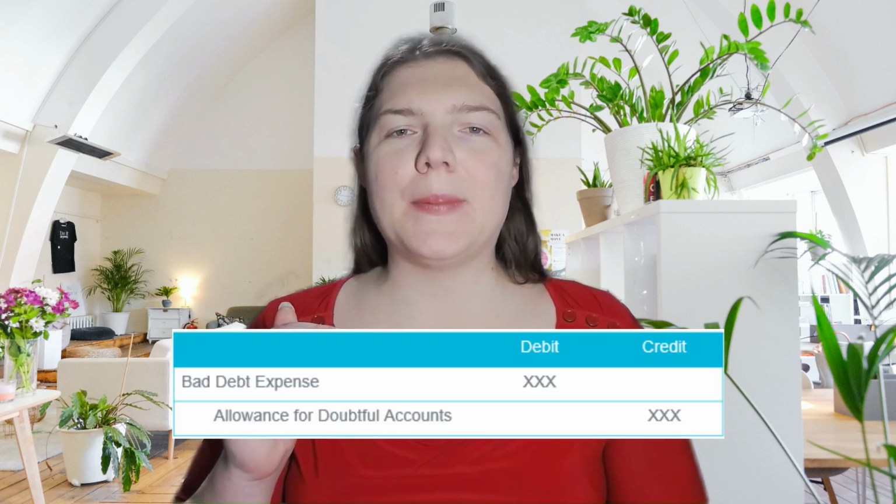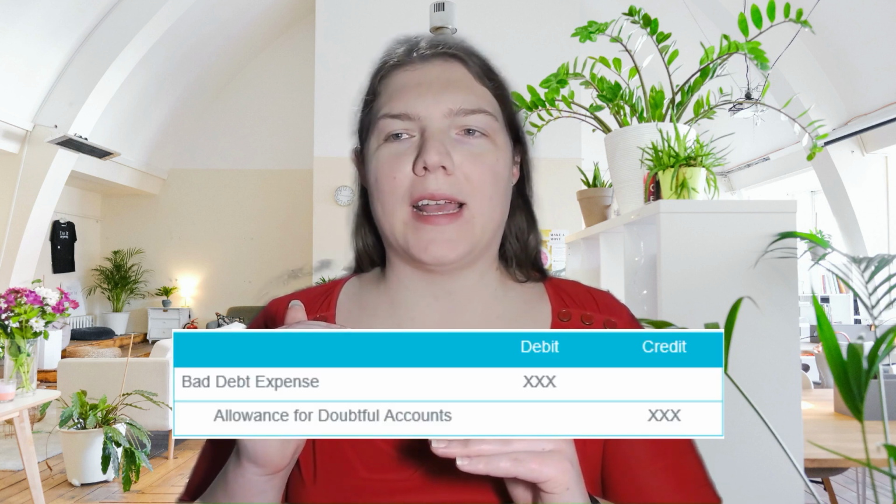In the allowance method of handling bad debt, we make a guess every month about how much of our accounts receivable will be uncollectible and make an entry to debit bad debt expense and credit the allowance for doubtful accounts. Allowance for doubtful accounts is one of those super weird contra accounts. In this case, it's a contra asset paired with accounts receivable. It shows on the balance sheet with the assets, but as a negative since its normal balance is a credit.